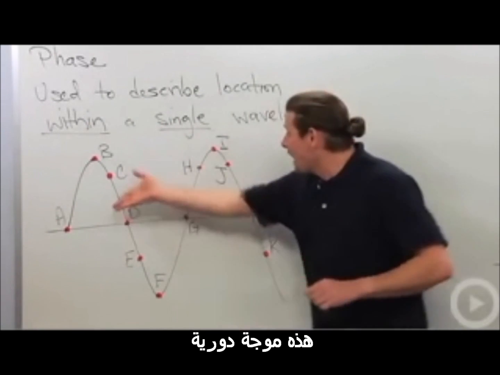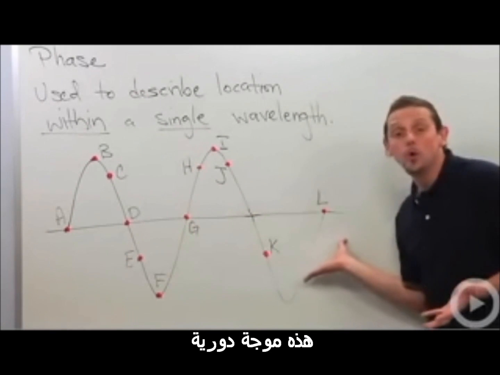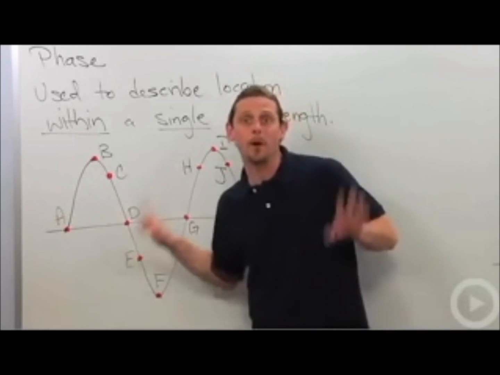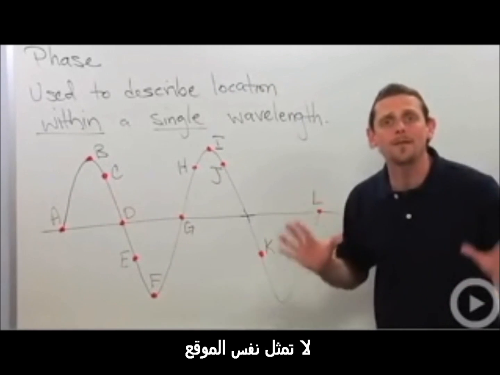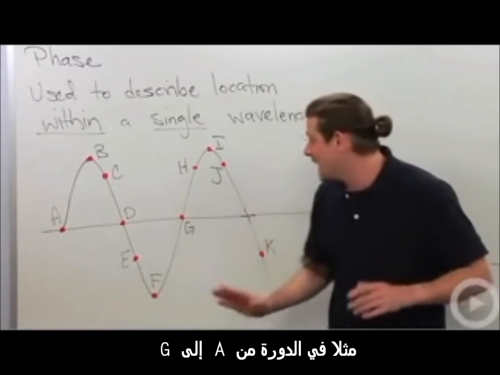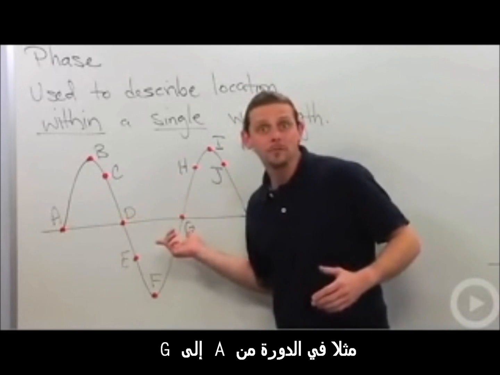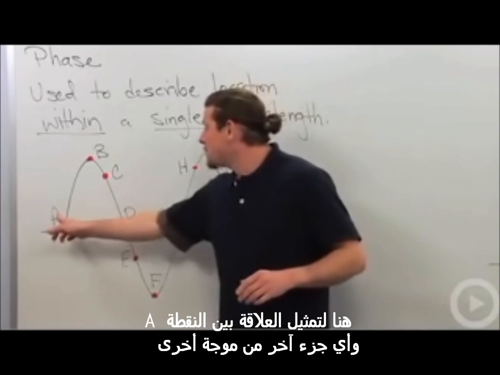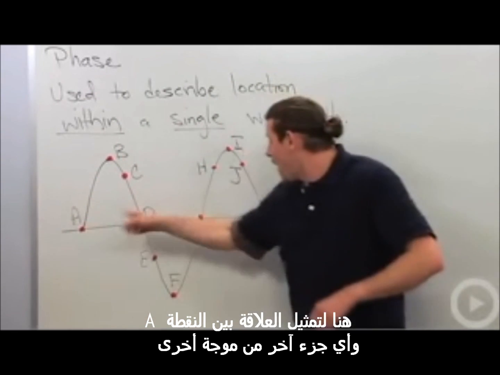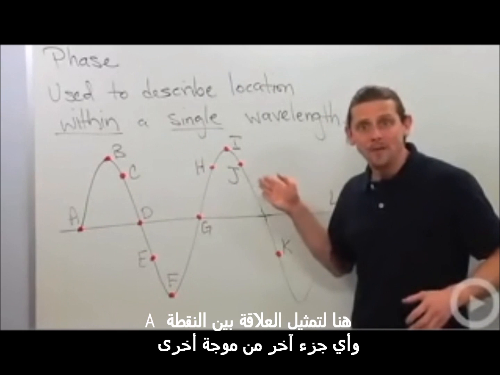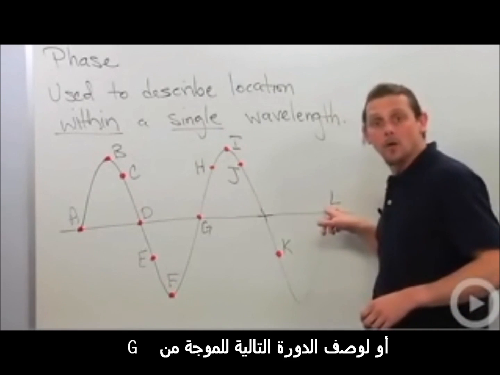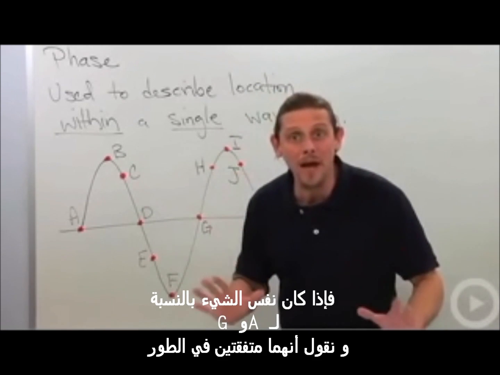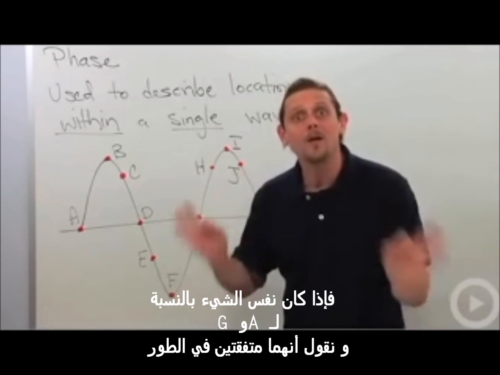So when I look at a periodic wave, here I've got two cycles. Now, point A, point B, point C, point D, point E, and so on don't represent the same place within the cycle that goes from A to G. They just don't. So we want to be able to talk about the relationship between A and other parts of another wave, that later cycle, that are kind of the same thing as A. So if it's the same thing, we say that they're in phase.